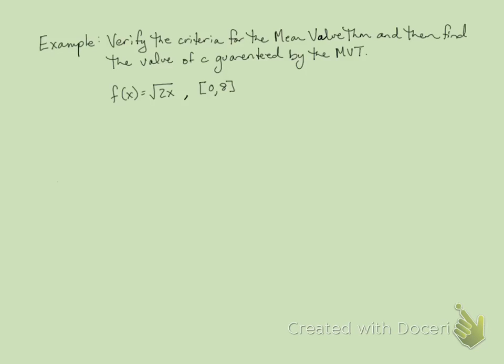First let's look at this function. Oops, need my pen here. The square root function is going to look like this, from 0 to 8. You can see that this function is continuous over the closed interval from 0 to 8, and it's differentiable over the open interval from 0 to 8. So we know that the criteria for the mean value theorem are satisfied by looking at this graph.